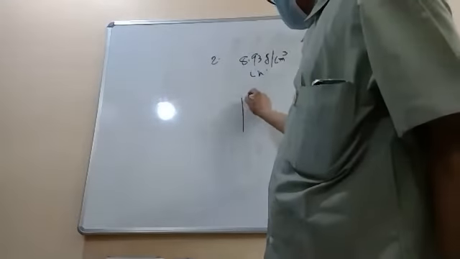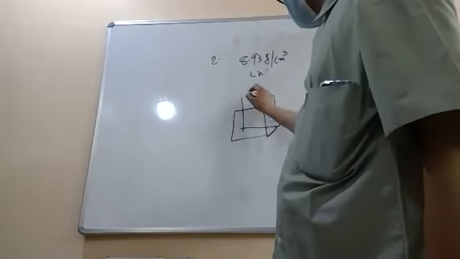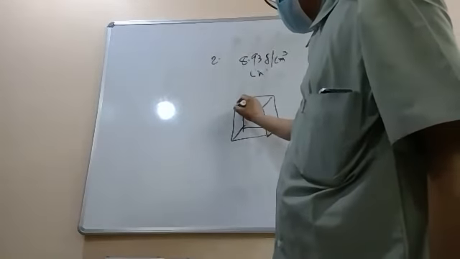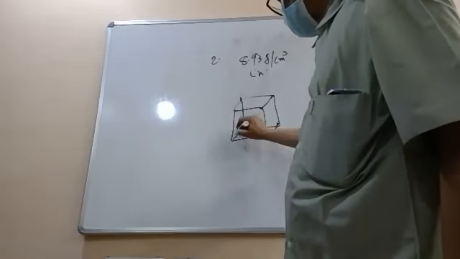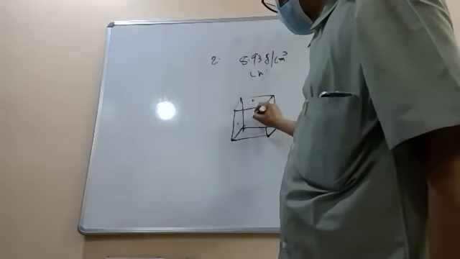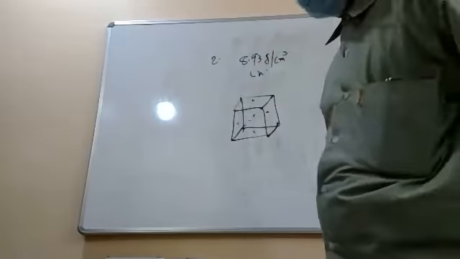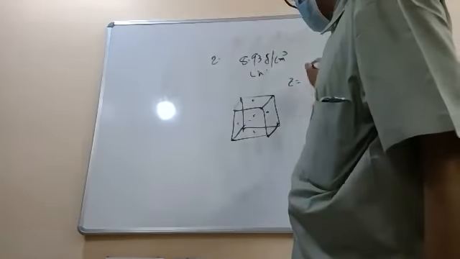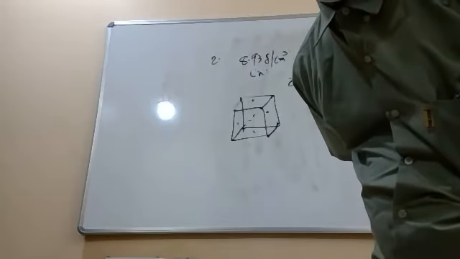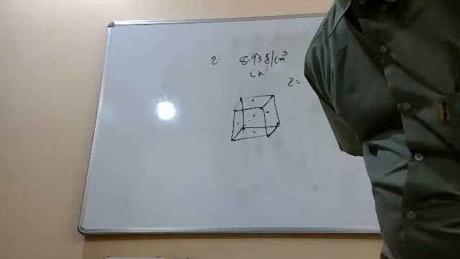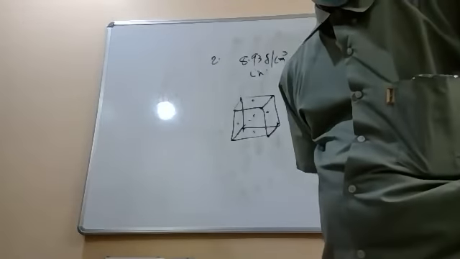So it's a face-centered cube, right? We have copper atoms at the corners, and then we also have atoms at the centers of each of the faces. So the effective number of copper atoms here. What's the effective number of atoms for the face-centered cube, folks? What did we say in the lecture? Is it 1, 2, 3, or 4?